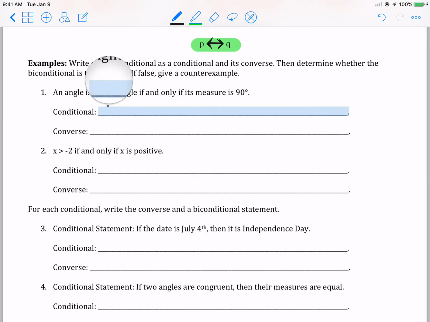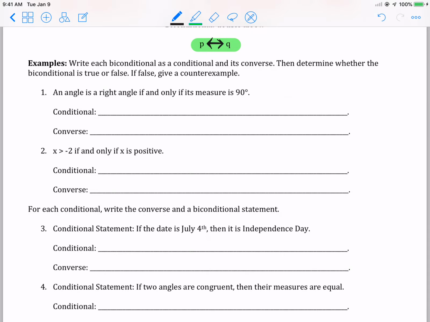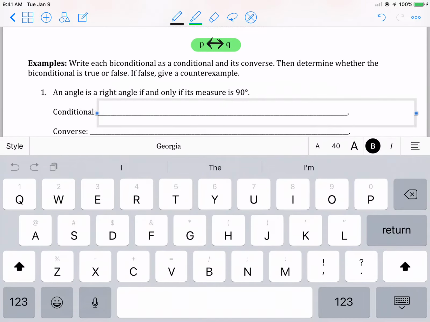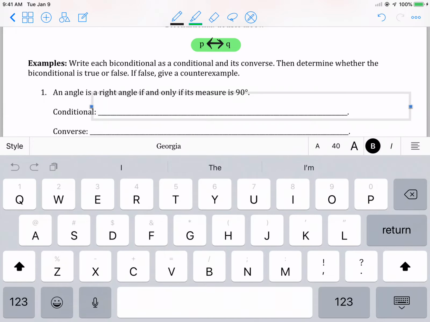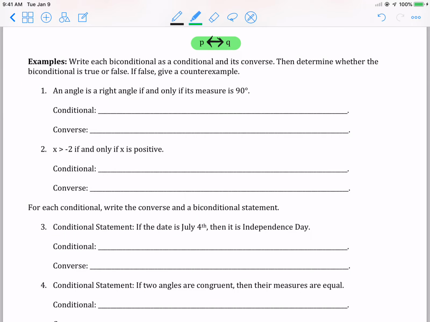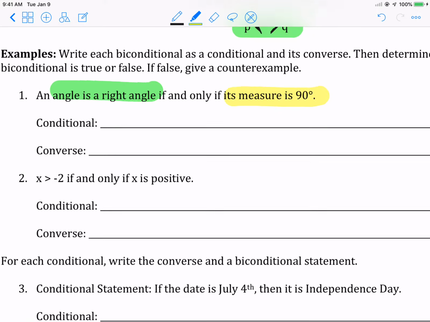So I know you guys are loving my handwriting, but to help me out here, I want to text it in. Hopefully you guys don't see all of it coming in, but I'm going to hit text. Okay. An angle is a right angle if and only if it measures 90 degrees. So if we can help ourselves identify, I've got two pieces. I've got our angle is a right angle, and I have it measures 90 degrees.